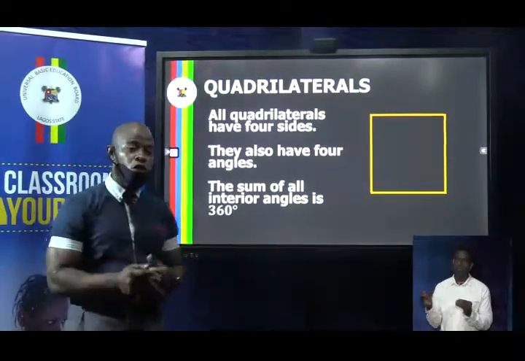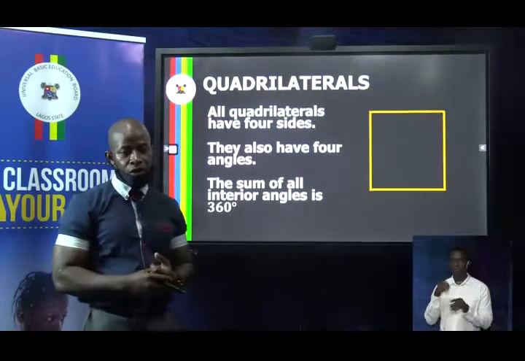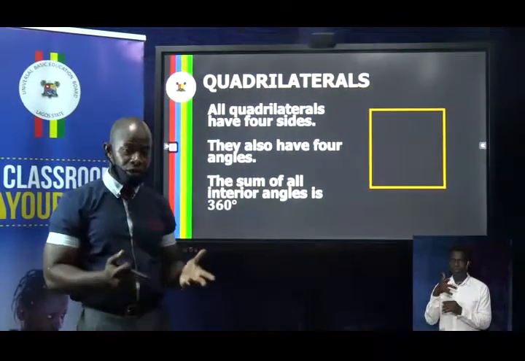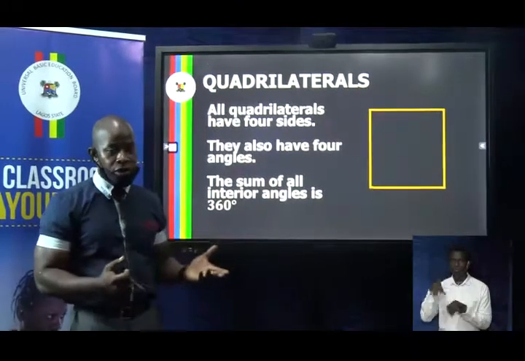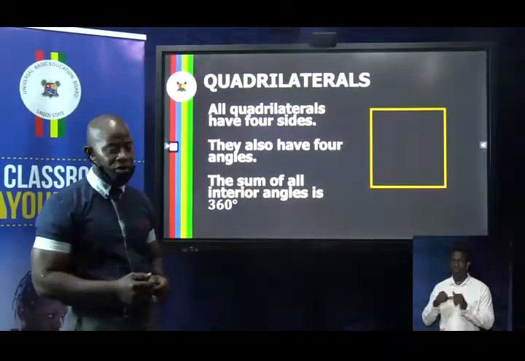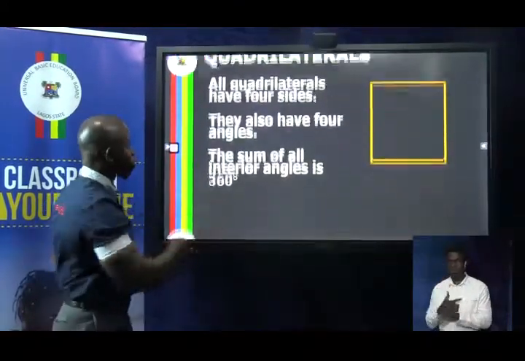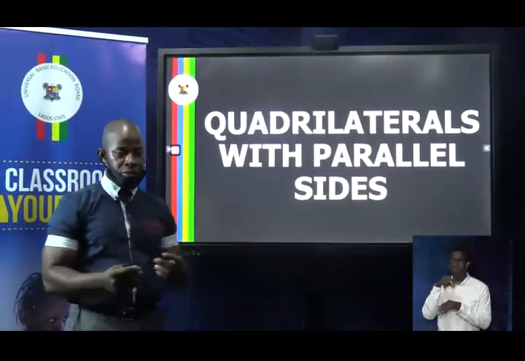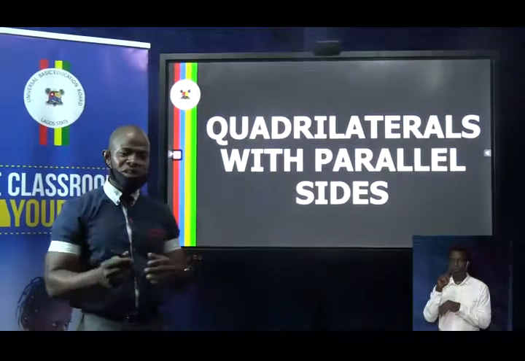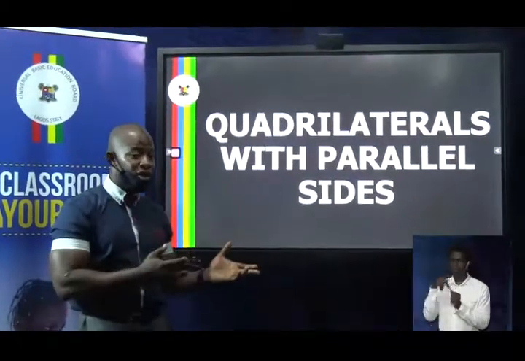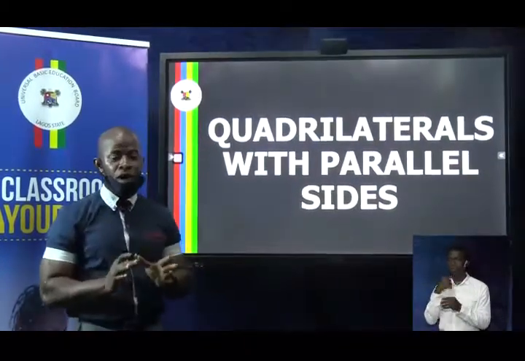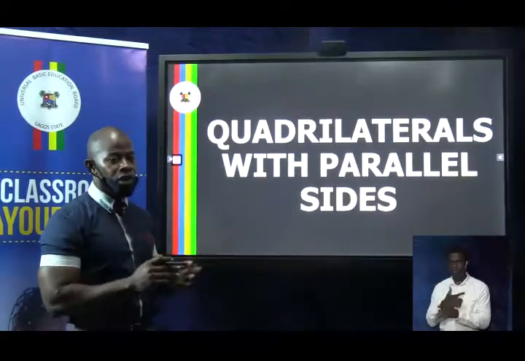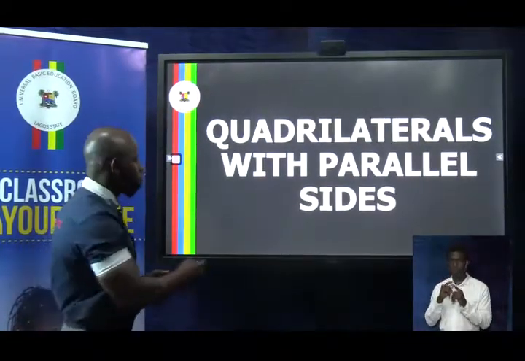Now, the sum of all the angles inside a quadrilateral is always 360 degrees. How did you come about this? That is for another lesson, my friend. Now, let's look at quadrilaterals with parallel sides. And that should already tell you that maybe there are some quadrilaterals that don't have parallel sides. For this lesson, we would only be working with quadrilaterals with parallel sides.